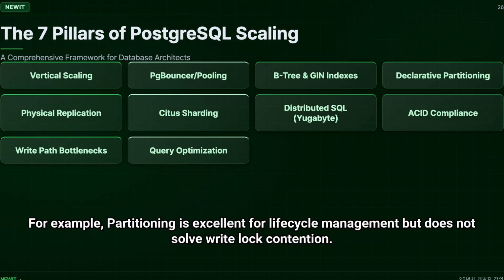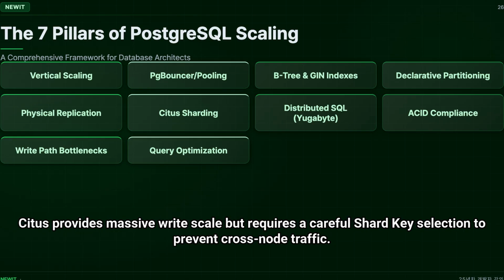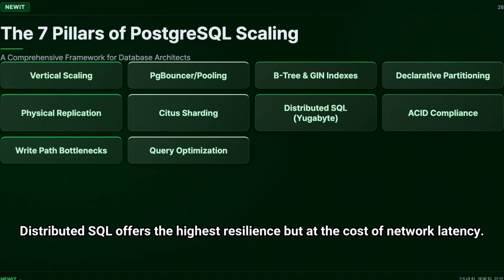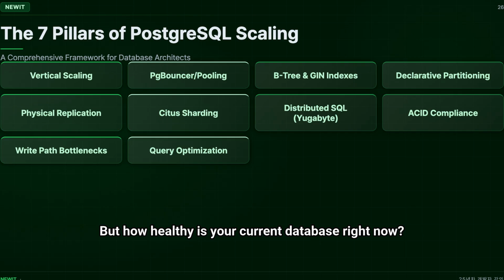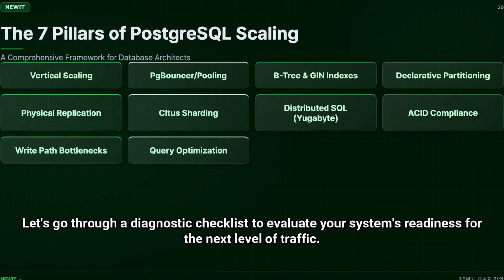For example, partitioning is excellent for lifecycle management, but does not solve write-lock contention. Citus provides massive write scale, but requires a careful key selection to prevent cross-node traffic. Distributed SQL offers the highest resilience, but at the cost of network latency. To succeed in 2026, you must become an orchestrator who knows exactly when to pull each lever. But how healthy is your current database right now? Let's go through a diagnostic checklist to evaluate your system's readiness for the next level of traffic.